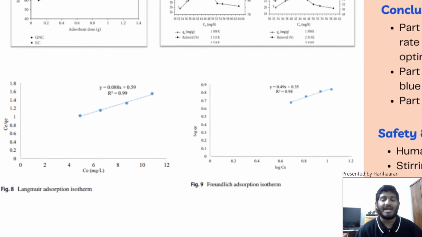Hello ladies and gentlemen, I am Harihaaran Murthy, and today for my part I am going to talk about and determine the best fit of the adsorption isotherm.